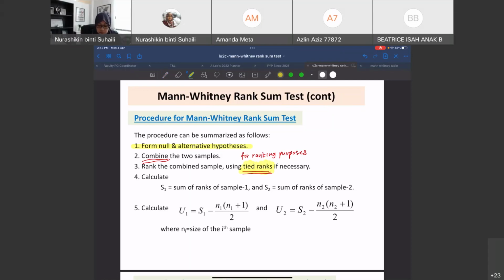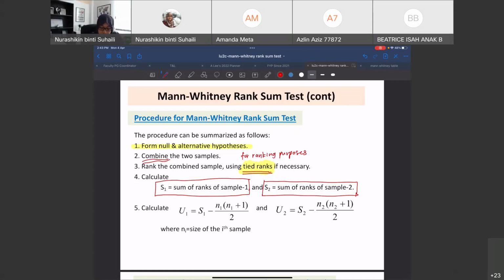Okay, so the fourth step is to calculate the sum of ranks of sample 1 and the sum of ranks of sample 2. So remember, even though the second step asks you to combine the samples, you still have to remember that they are of two different samples. So you have to differentiate which data belongs to sample 1, which belongs to sample 2, and what's the sum of ranks of each sample, right?